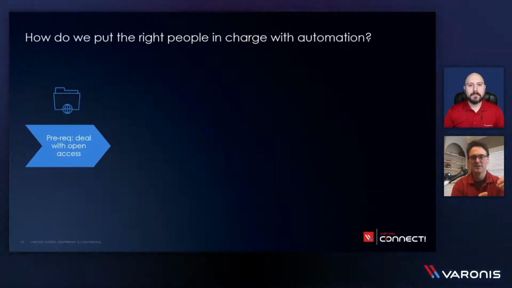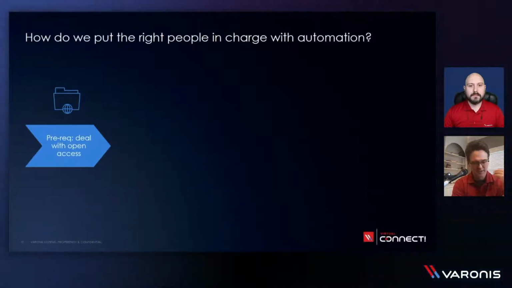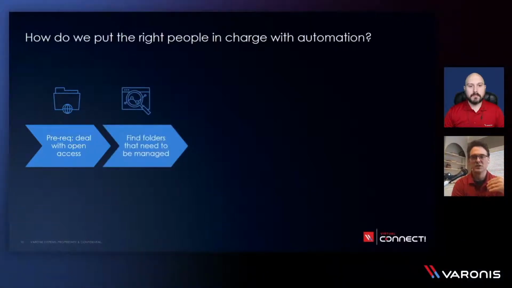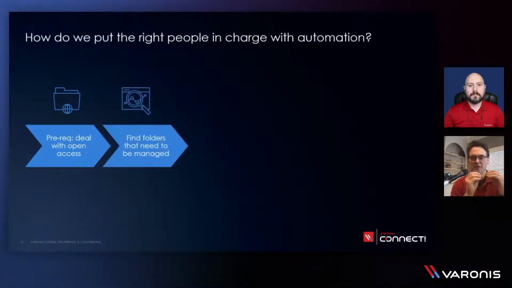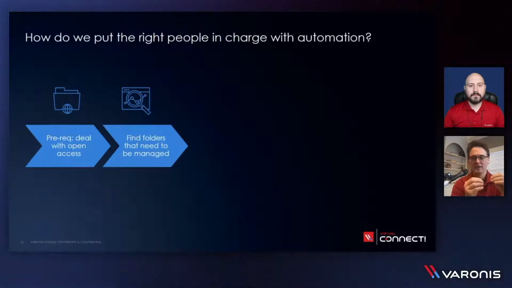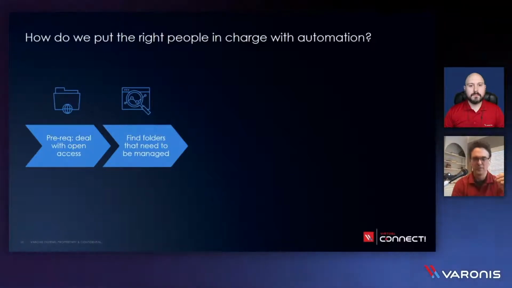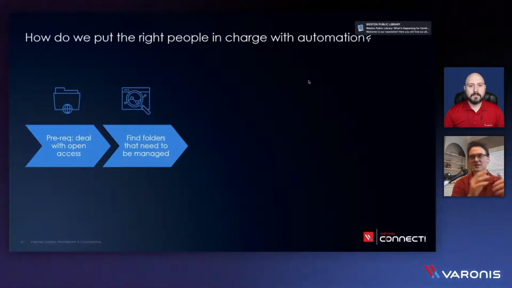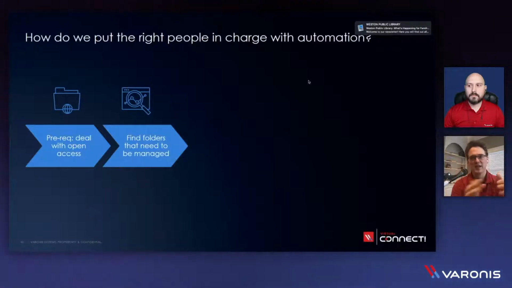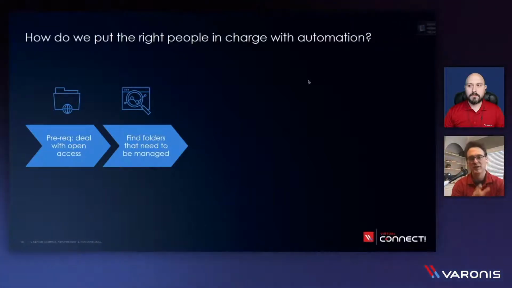Another thing that needs to be cleaned up is the permission structure itself. The folders that need to be managed, what we find is, these need to be in shape so that when a data owner makes a decision, it doesn't affect things that it shouldn't affect, and the results are very predictable.